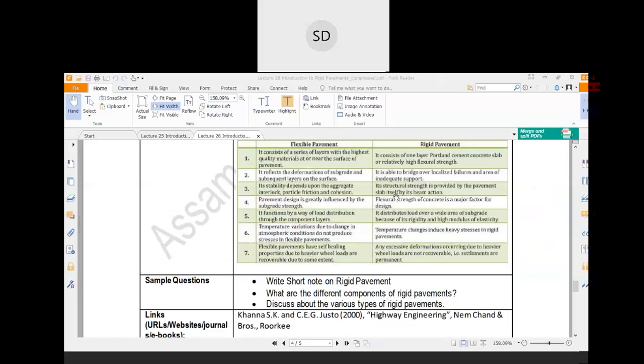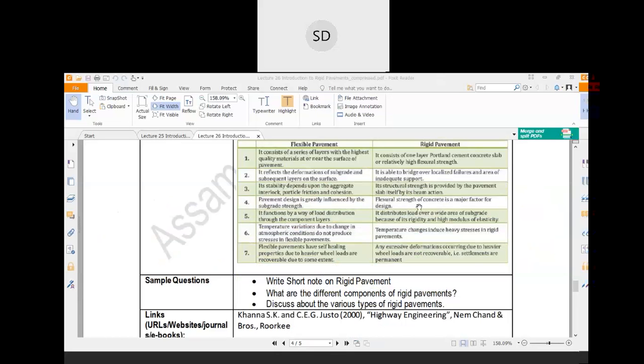The stability of flexible pavement depends upon the aggregate interlock, particle friction and cohesion. As in the base course and sub-base course, no binding materials are used. Therefore, the strength of the flexible pavement will depend on the bond of the aggregates, and it is called interlocking properties. Therefore, grading of the aggregate is very crucial for the flexible pavement.